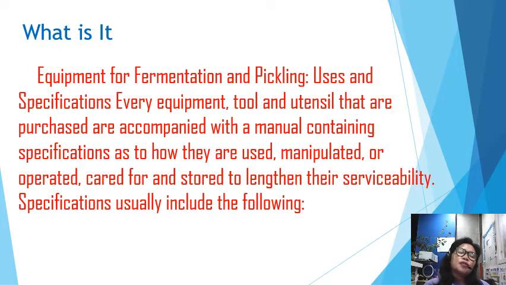So this is what we call the information about this module. Equipment for fermentation and pickling: uses and specifications. Every equipment, tool, and utensil that is purchased is accompanied with a manual containing specifications as to how they are used, manipulated or operated, cared for, and stored to lengthen their serviceability. Serviceability specifications usually include the following.